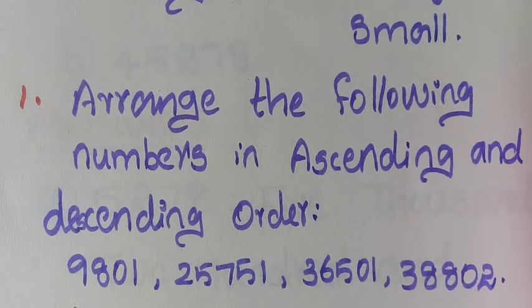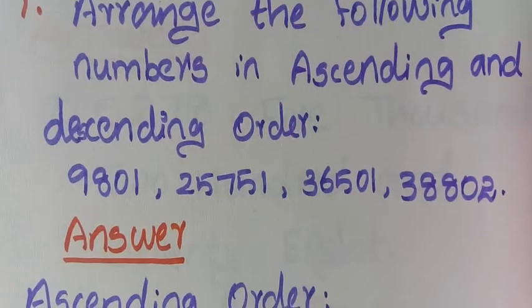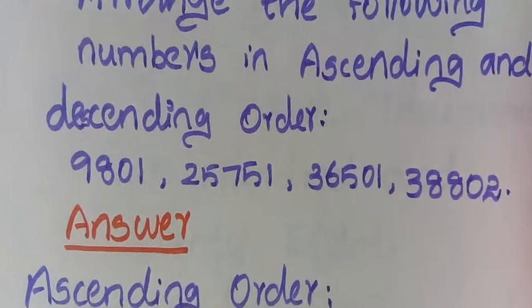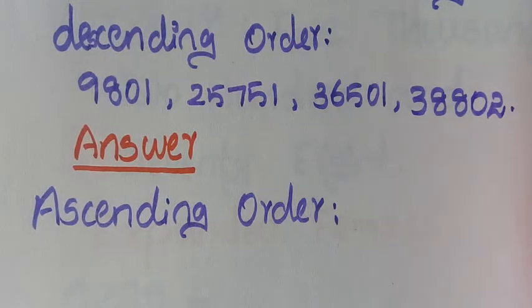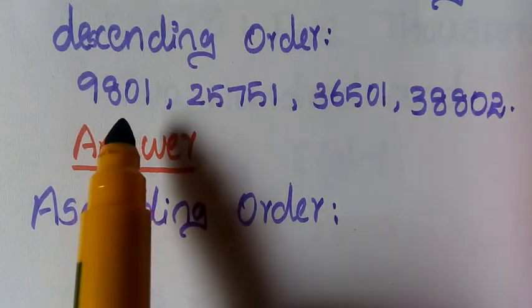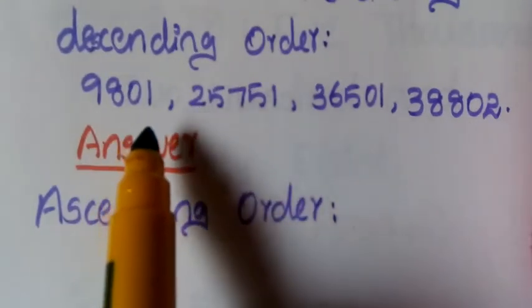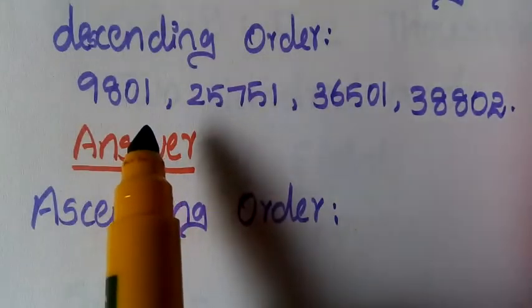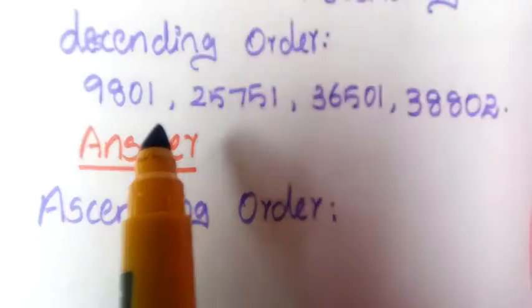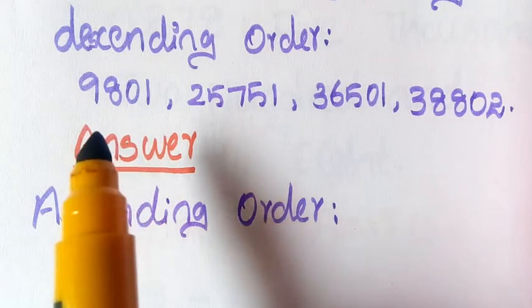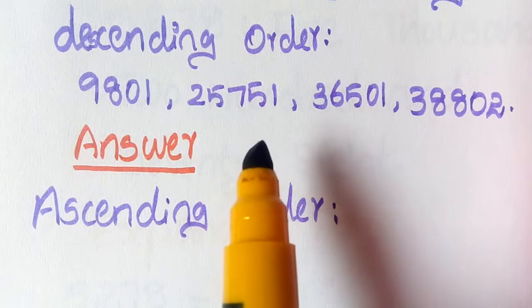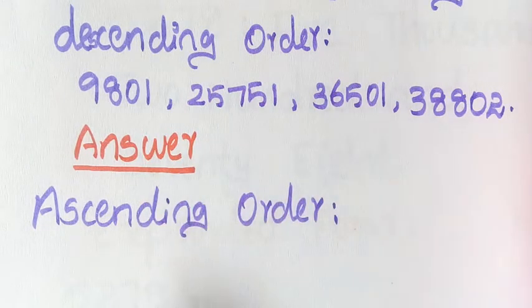First we will arrange these numbers in ascending order. We already discussed ascending order means arrangement of numbers from small to big. So we need to identify the first smallest number among these numbers, then the next smallest number and so on. Children, how to find the smallest number among these? By using the place value, you can identify the smallest number.